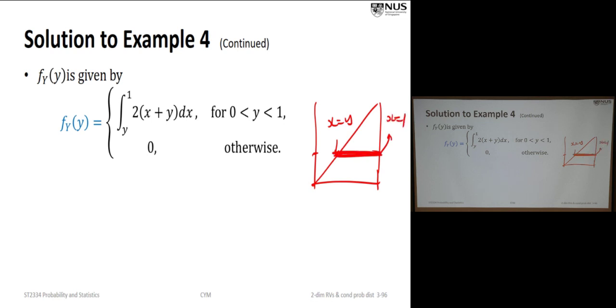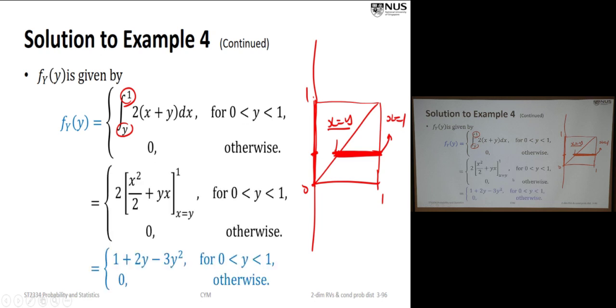Therefore, my integration is to collect all the density over this part and put it here. So my integration is from x equal to y up to x equal to 1. After I complete everything, the density will be over this part, from 0 to 1. Outside it there is no density, so even if you collapse it, it's still 0. So 0 otherwise, when y is not between 0 and 1. So we just do the integration, and it turns out that it is 1 plus 2y minus 3y squared, when y is between 0 and 1.